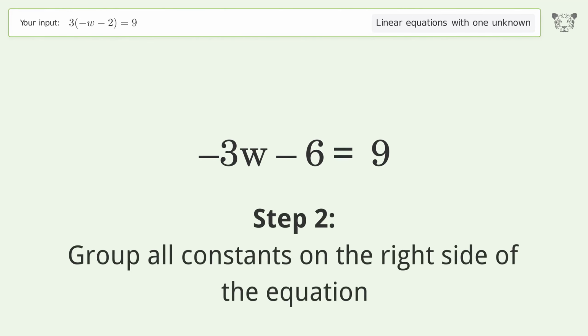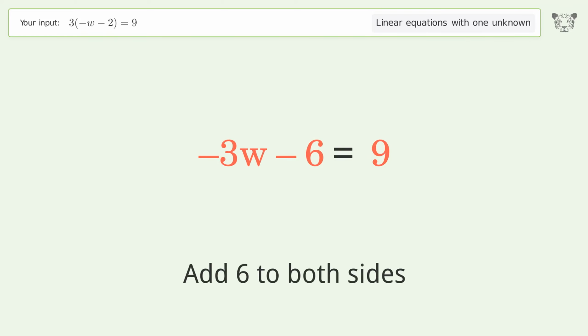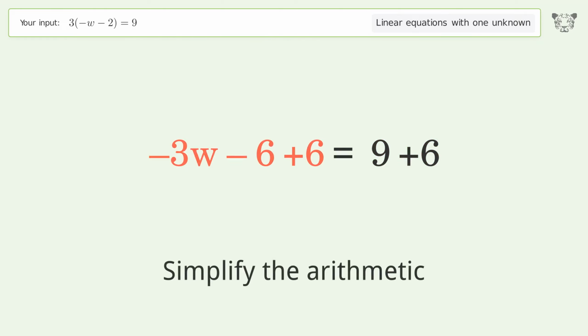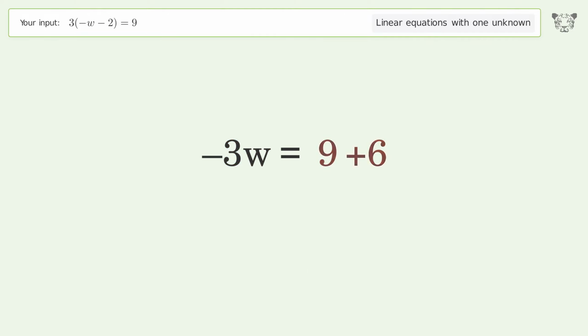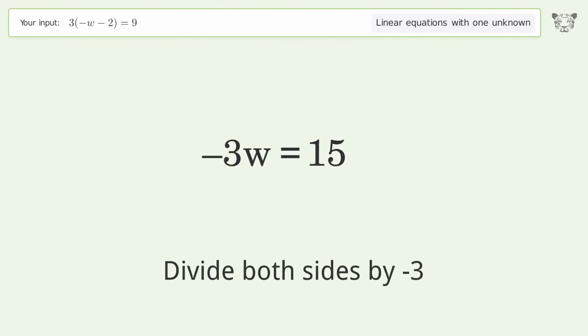Group all constants on the right side of the equation. Add 6 to both sides. Simplify the arithmetic. Isolate the w. Divide both sides by -3.